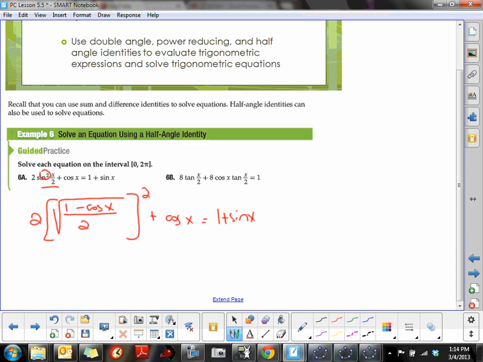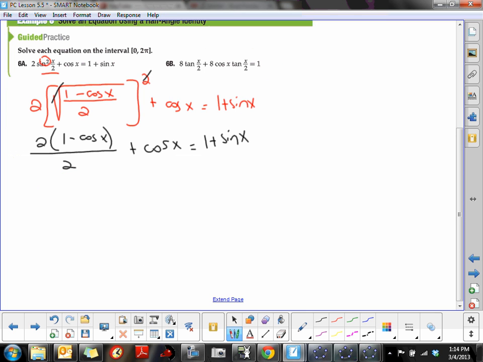So then the next thing we're going to do is square. And as you know, squaring a square root will undo that. So we'll end up with 2 times 1 minus the cosine of x all over 2 plus cosine of x equals 1 plus sine of x. The next thing we'll do is reduce the 2's. We'll have 1 minus the cosine of x plus the cosine of x equals 1 plus sine of x.